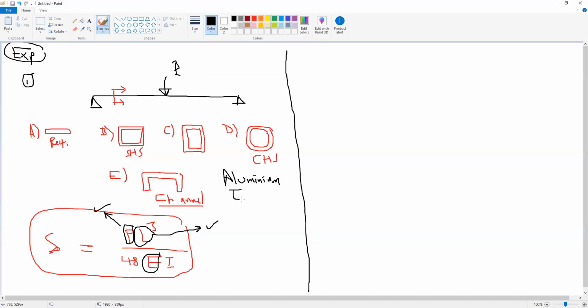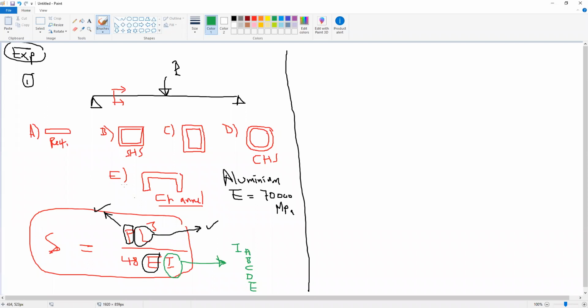And E is given for aluminium, E equal to 70,000 MPa. So the material for all beams is the same. The only parameter we will study is the effect of the inertia or the shape. So we have 5 I's: I for case A, I for case B, I for case C, I for case D, and I for case E.